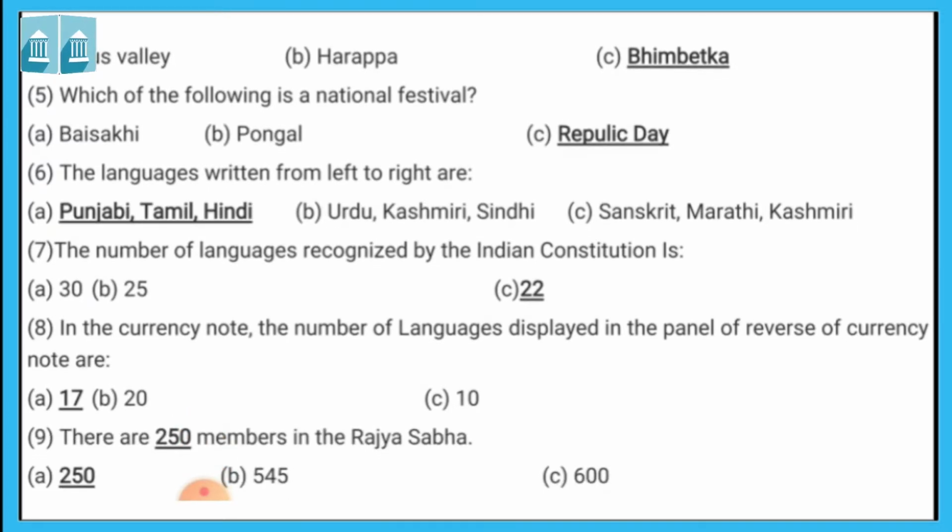Seventh, the number of languages recognized by the Indian Constitution. There are 22 languages which are recognized by the Indian Constitution.